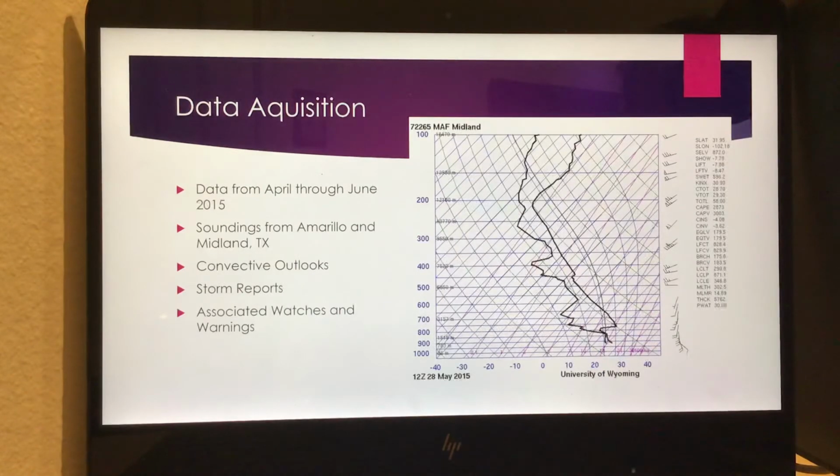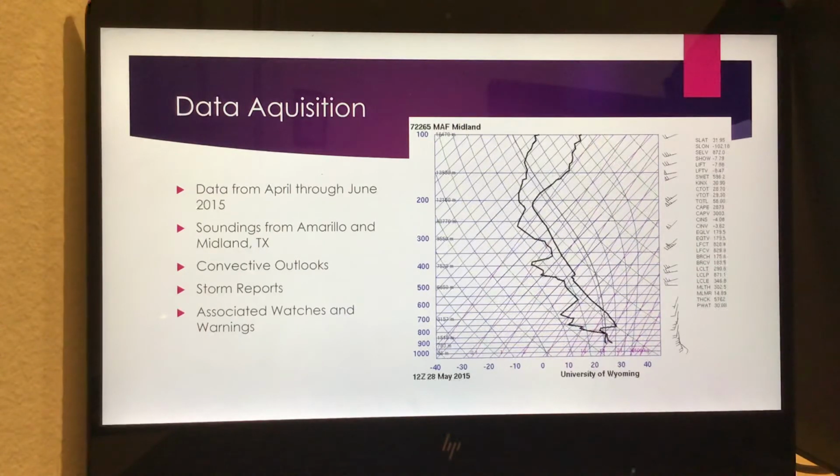As far as the data that I acquired, I looked at April through June of 2015 in particular. This time frame was chosen because it's relatively recent and because springtime tends to have more convective initiation than the rest of the year. Obviously, storms can develop in the rest of the year, but springtime is when you're going to find the most storms.